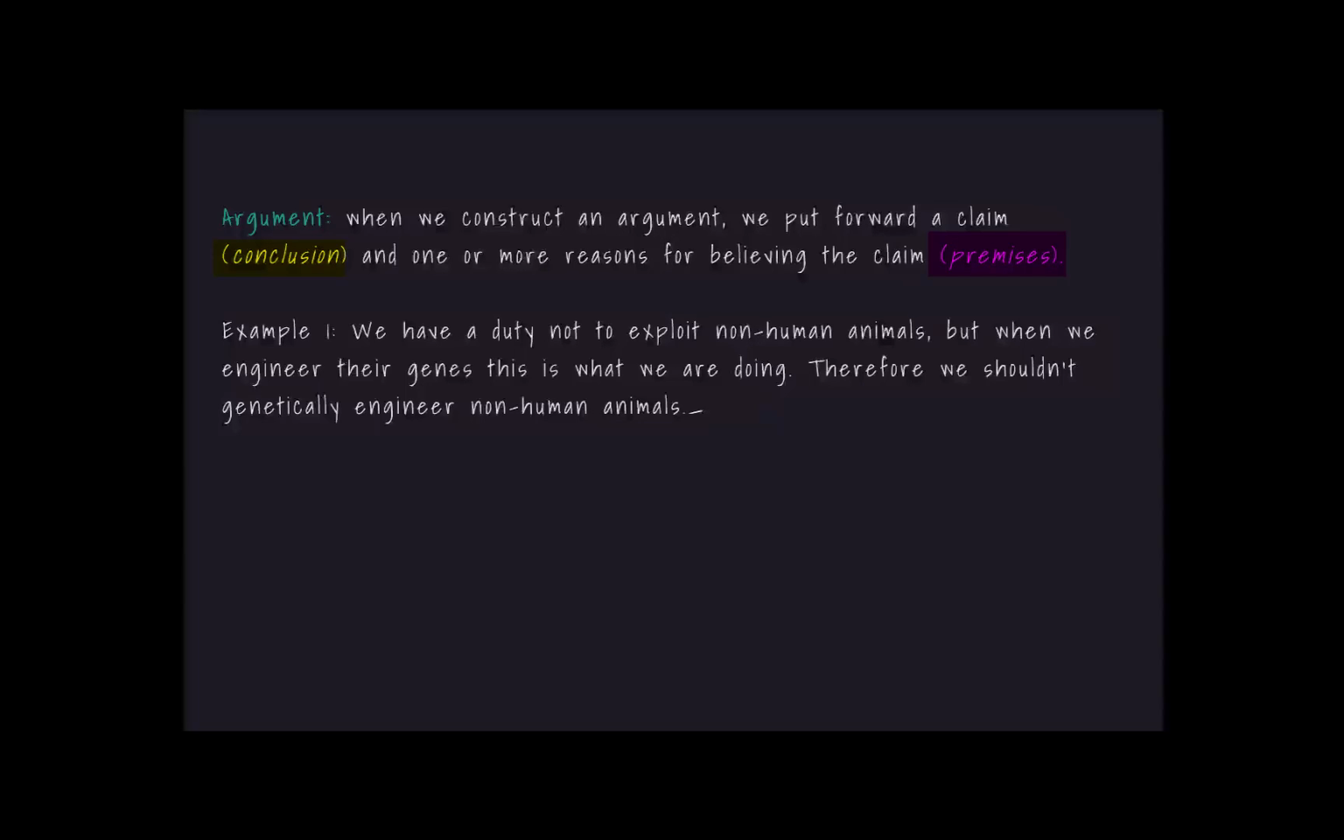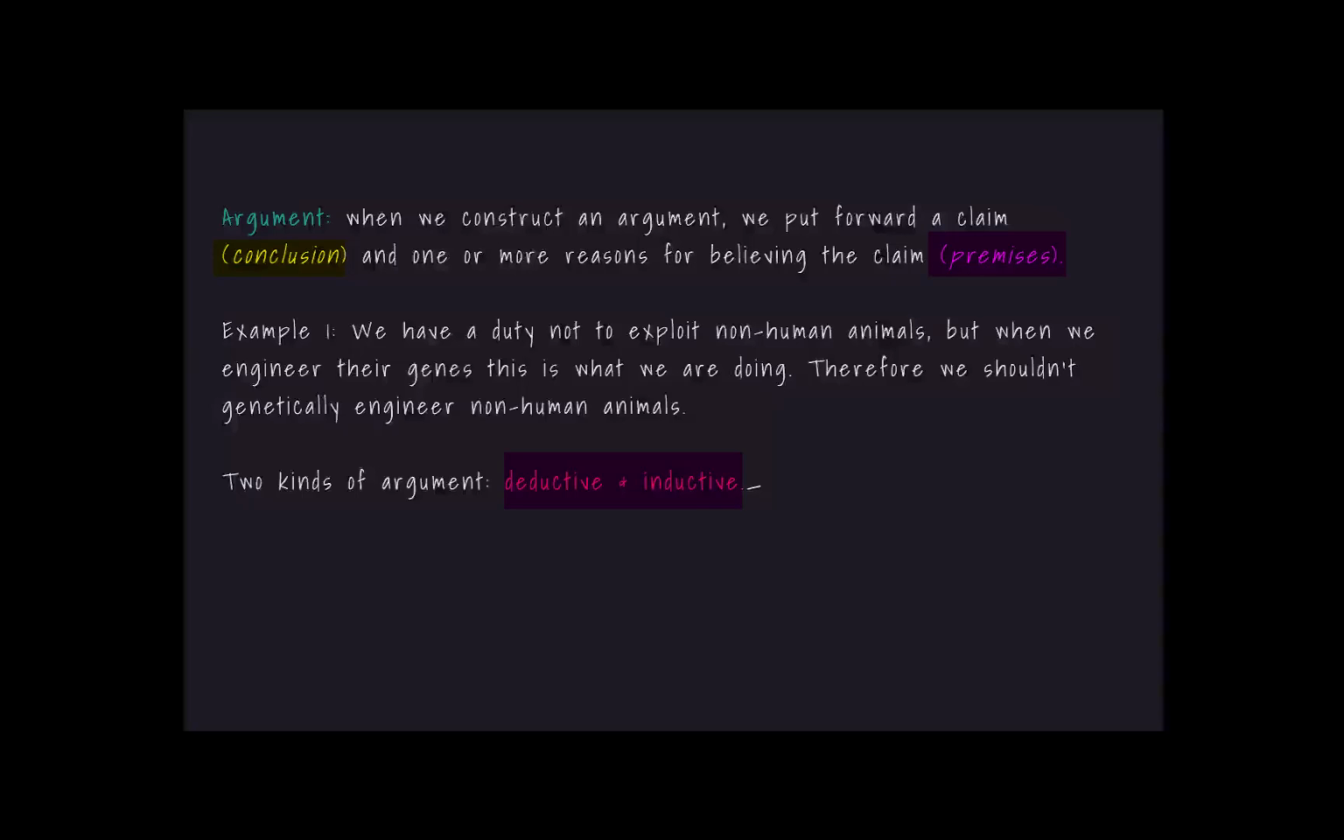There are two different types of argument. There are different types of argument, but all fall into one of two categories: deductive arguments and inductive arguments. Now, if an argument is presented in its logic book style, then it is not only easy to identify, but also to evaluate. We can say whether it's a good or a bad argument.